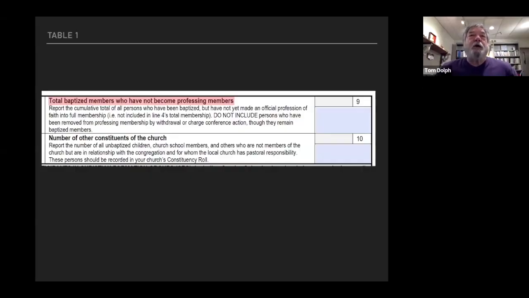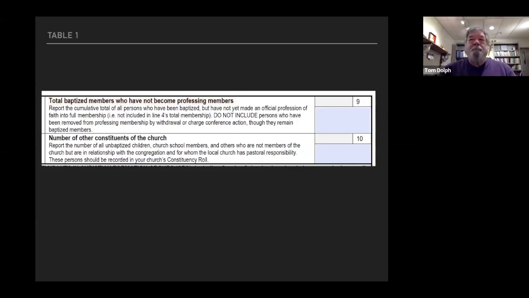So this is a cumulative number of everyone in your church who has been baptized but has not joined the church. Typically, this is folks anywhere from infancy to just prior to confirmation age. You will sometimes find adults on this list, but that is the primary makeup of it.